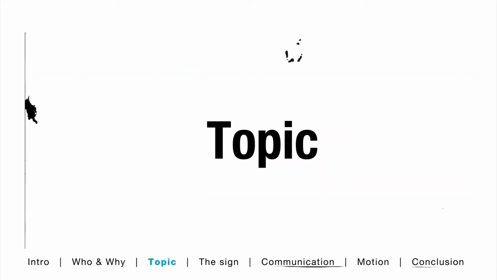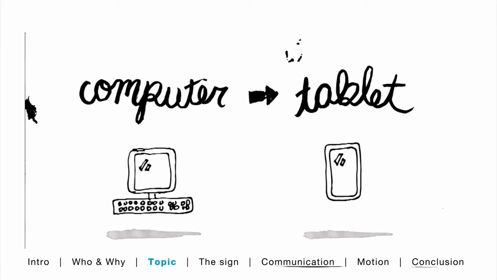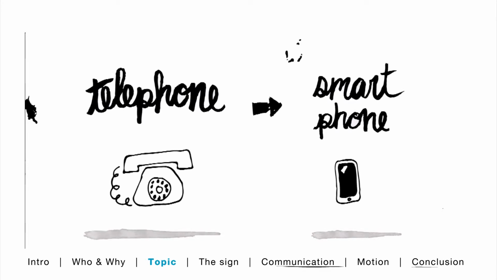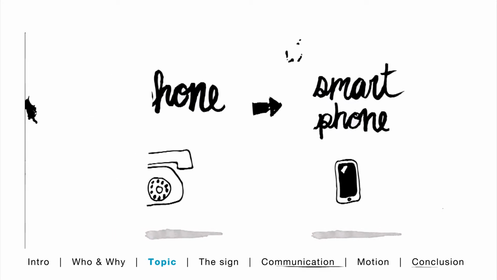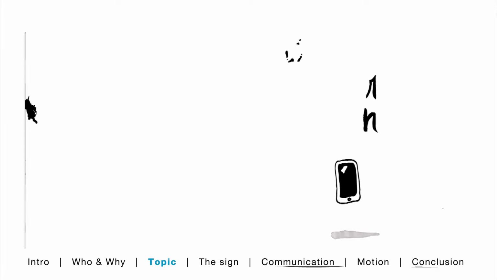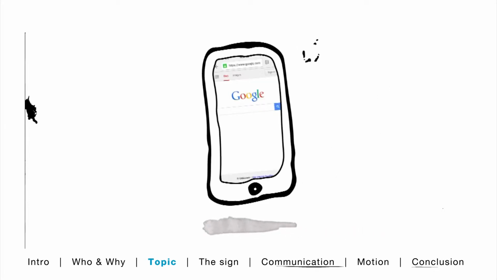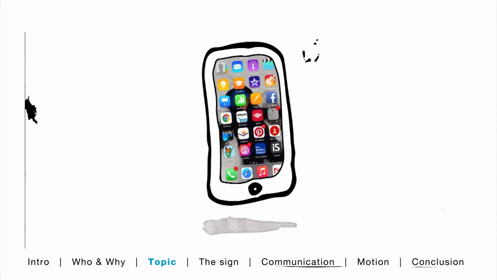Over the past century, developments in technology and media have grown rapidly. The advent of the computer has given way to the tablet and the telephone to the smartphone. These digital devices and their environments have taken over many facets of our daily lives, through web pages, applications, and software.